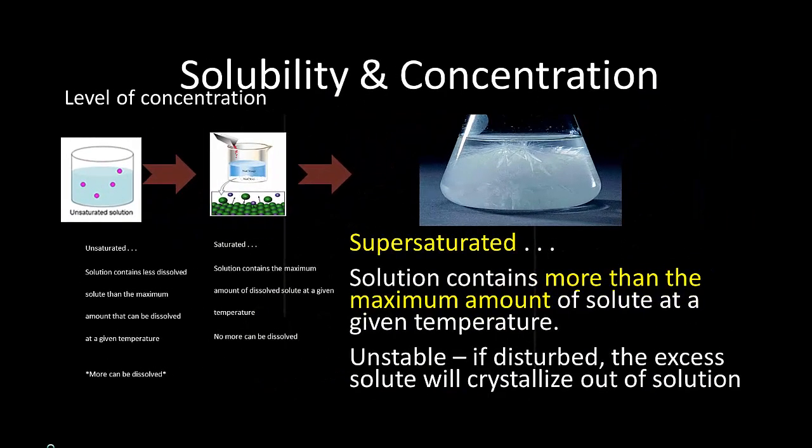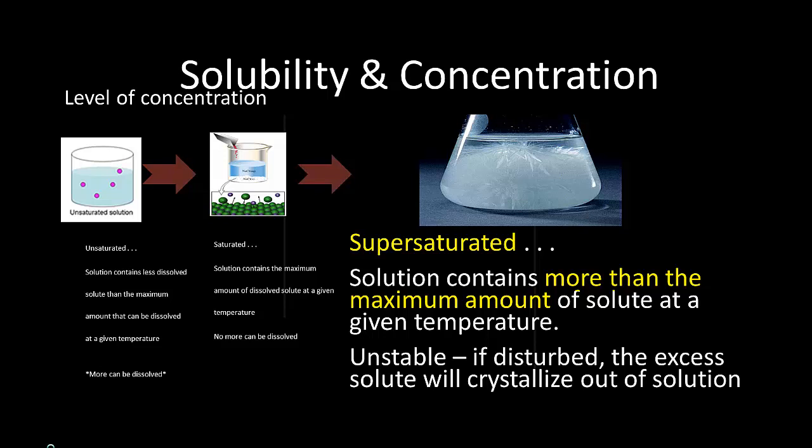And lastly, there's the supersaturated. Supersaturated is a solution that contains more than the maximum amount of solute at a given temperature. So it's holding more than it should be able to. In order to make a supersaturated solution, you have to heat it up, because remember, the only thing that can change the solubility of a solid is an increase in temperature. So let's say you need 2 cups of sugar to dissolve in 2 cups of water, and you can't do that at room temperature, but you can if you heat it up. So if you heat it up, then you can get all the sugar to dissolve.